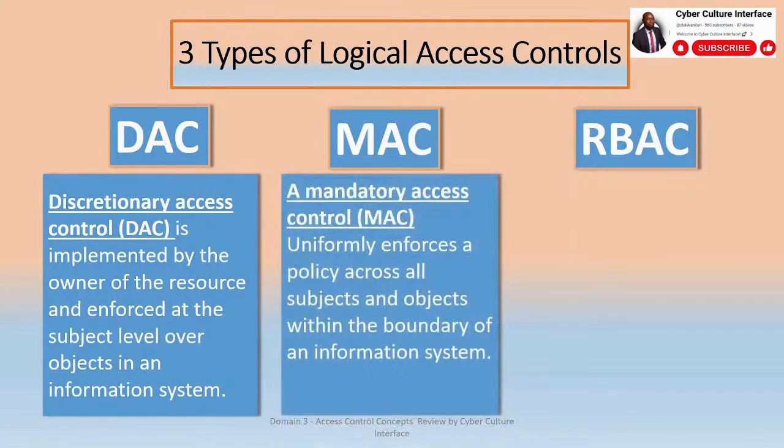Then we have the mandatory access control. So this is uniformly enforced across all subjects and objects within the boundary of an information system. Mandatory access controls are usually determined by the organization and bind everybody within the organization. For instance, an organization might say that you cannot get access to the server room of an organization. So this is mandatory for everybody.